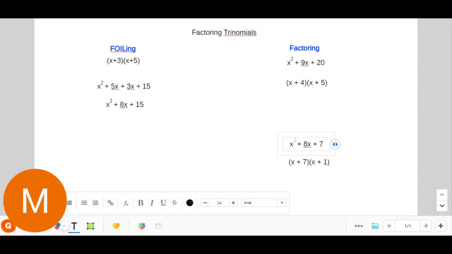Now, the problems we've done today all only have pluses in them. We haven't dealt with any minuses today, which makes it a little easier. We're going to deal with that next time. It's really done the same way. Just be careful with the positives and negatives to make sure you're multiplying and adding properly. But either way, the main point is you need two numbers that multiply to equal the number at the end and add up to equal the number in front of the x.